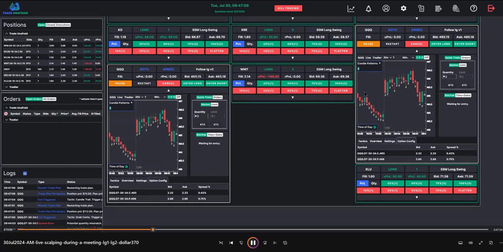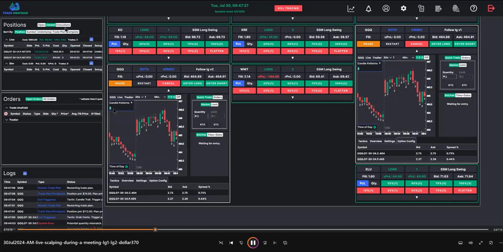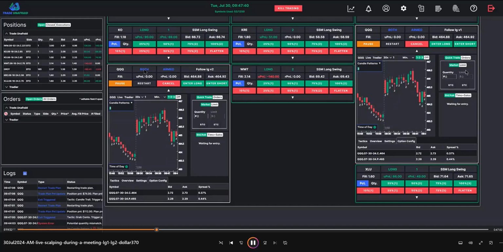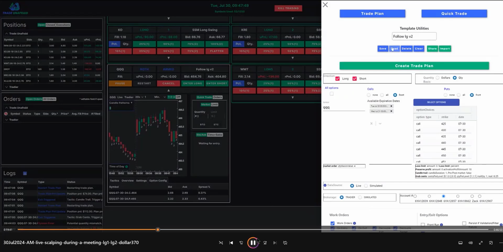And now you see that we flattened on both. Here's the P&L. So 112 on one, 74 on the other. They're both flat, but they are now once again looking for the next candle pattern. So we're back to looking for an outside candle to enter. And see, this says long, but this says both. And this says both. All right.